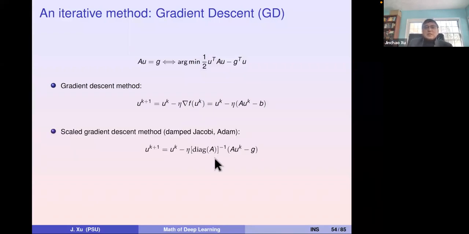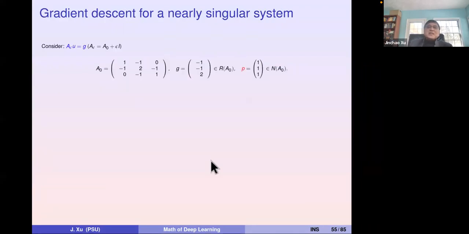And you do a preconditioning scaling. You take the diagonal inverse, what we call Jacobi. This Adam method in practice is related to this. Now, you can prove that this thing is converging and all that. But the interesting thing is that it behaves in a very interesting way in practice. Let me give an illustration of this, my favorite example.